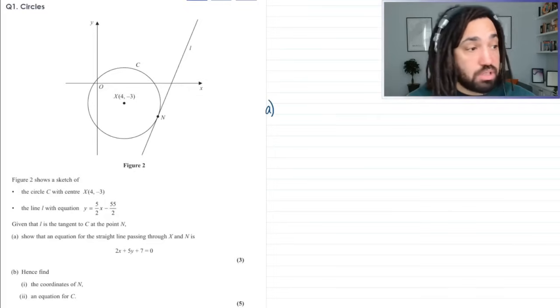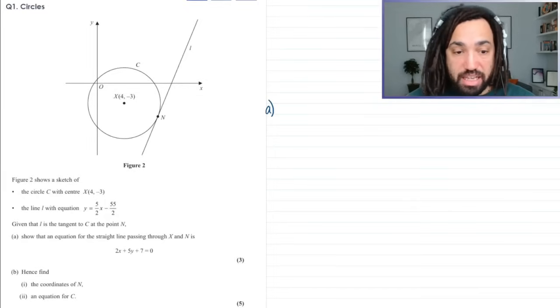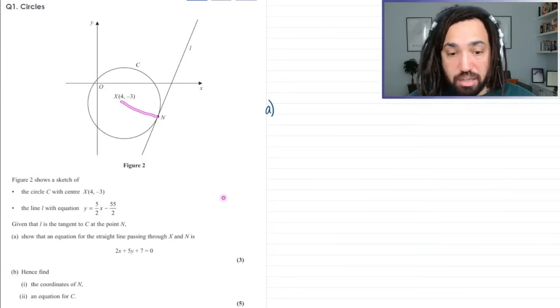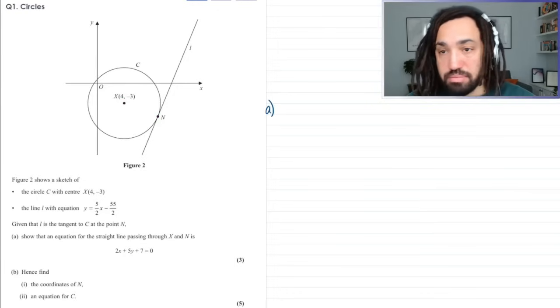We've got circles, and we have a center here at X, and it says that the line with this equation is L, which is this line here. Given that L is tangent to C at the point N, show that the equation of the straight line through X and N, so this straight line here, is given as that.